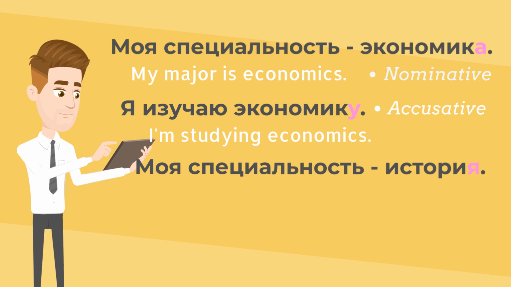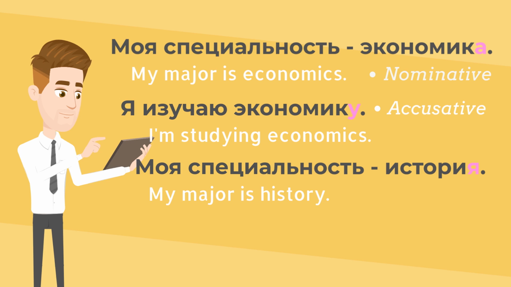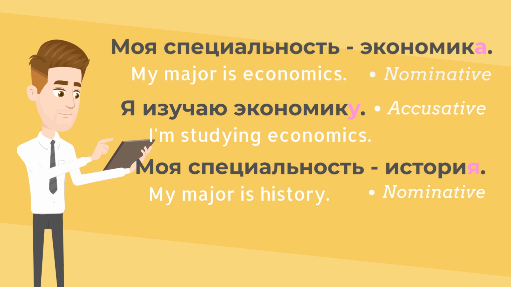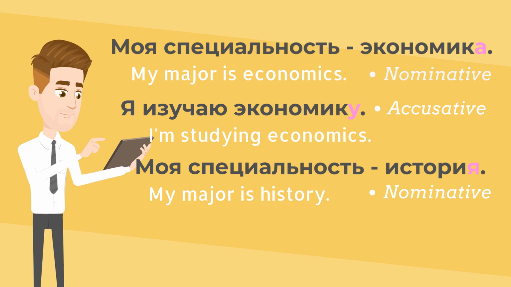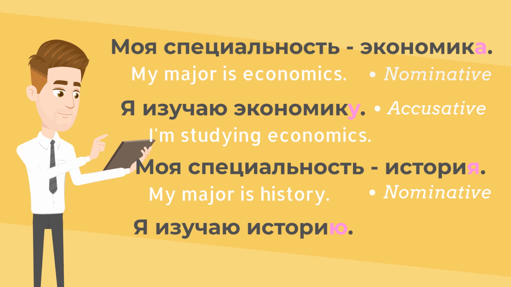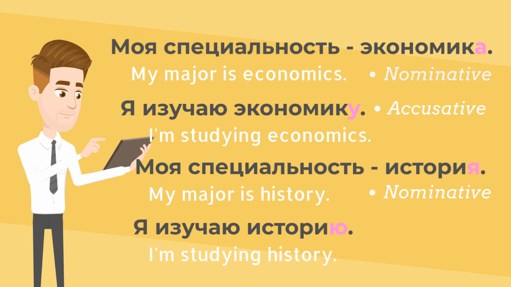Моя специальность – история. История is a feminine noun with the ending я in the nominative case. Я изучаю историю. Историю is a direct object of the transitive verb изучаю in the accusative case with the ending ю.